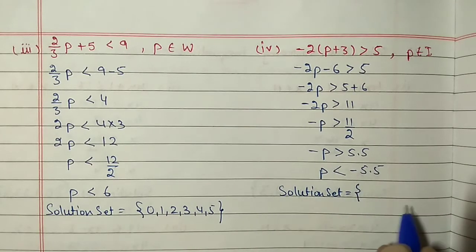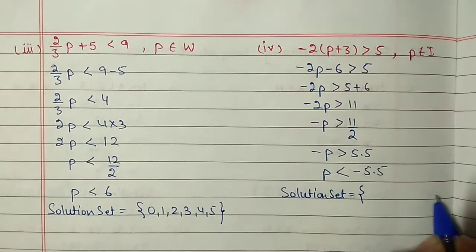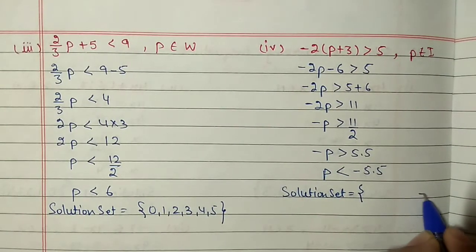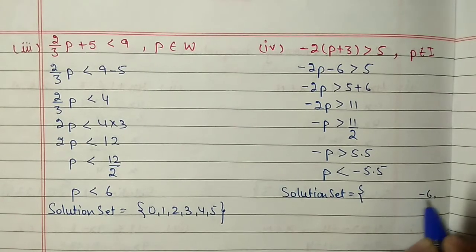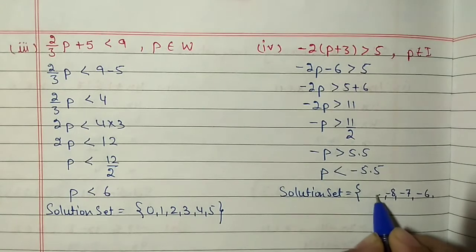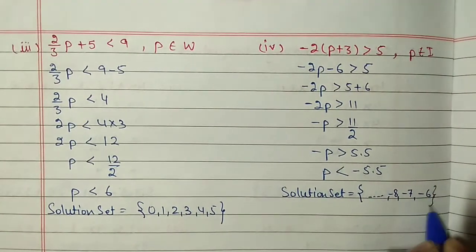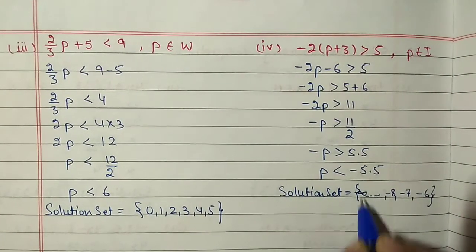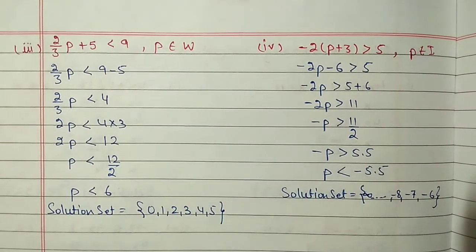integers we have to take less than 5.5, means we have to start from −6, then −7, −8, and it will go up to infinity. So −6 up to infinity in the negative direction.